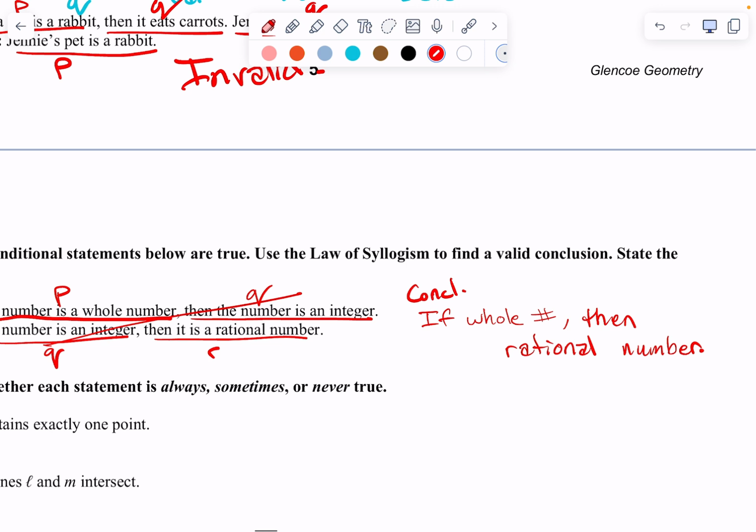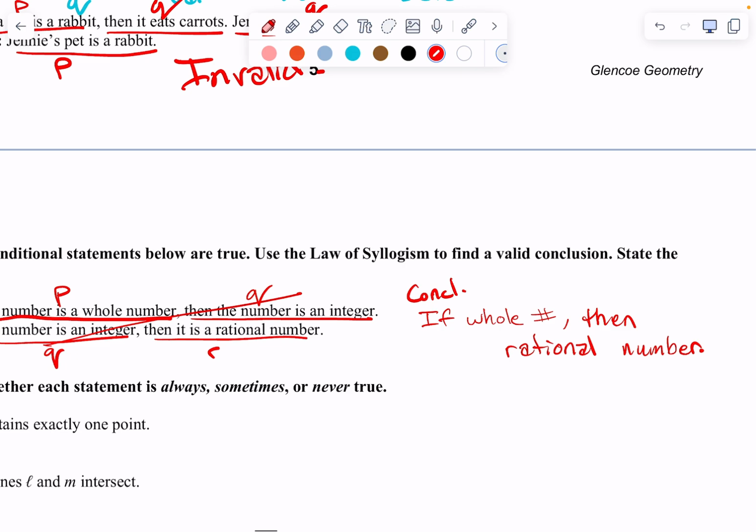Like 0.111 repeating. That's a rational number because that's just 1/9. 0.1 repeating is 1/9. 0.2 repeating is 2/9. 0.3 repeating is 3/9, which is 1/3. 0.4 repeating is 4/9. 0.5 repeating is 5/9. 0.6 repeating is 6/9, which is 2/3. 0.7 repeating is 7/9. 0.8 repeating is 8/9. 0.9 repeating is 1. Okay, all right. I've done that to you before, maybe.